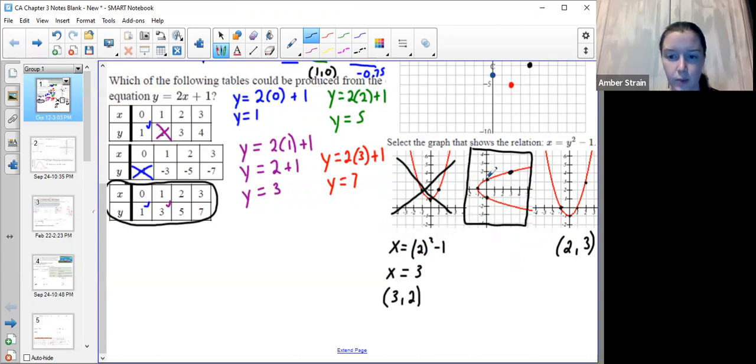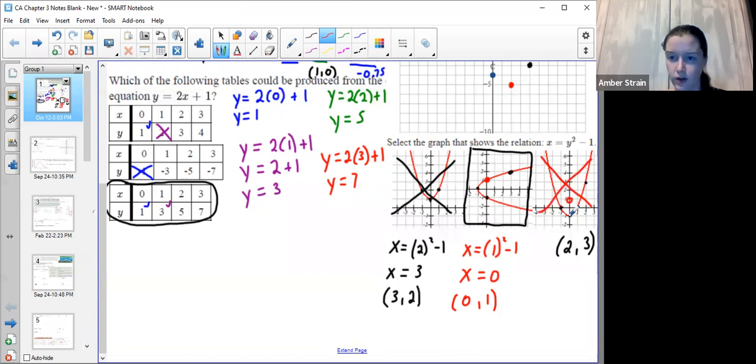Now I could double check these other ones just to make sure. This one says that if my y value were 1, I should get an x right here. So let's just double check that just to be extra safe. If I put in a y of 1, x equals 1 squared minus 1. 1 squared is still 1, and of course, 1 minus 1 is 0. So that means that the x value should be 0 with a y value of 1, just like we see right here. This one does not have that. So it again is out.